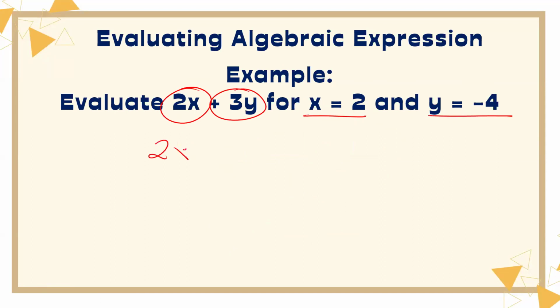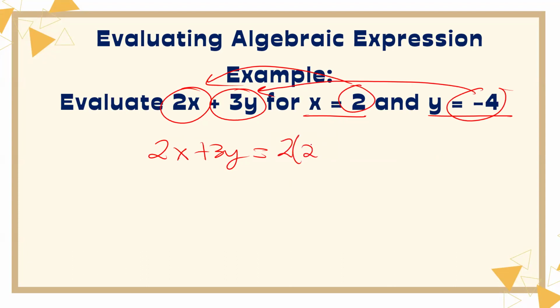So 2x plus 3y. So we substitute 2 for x and negative 4 for y. So 2 times 2 plus 3 times negative 4. So what's 2 times 2? 4 plus 3 times negative 4?